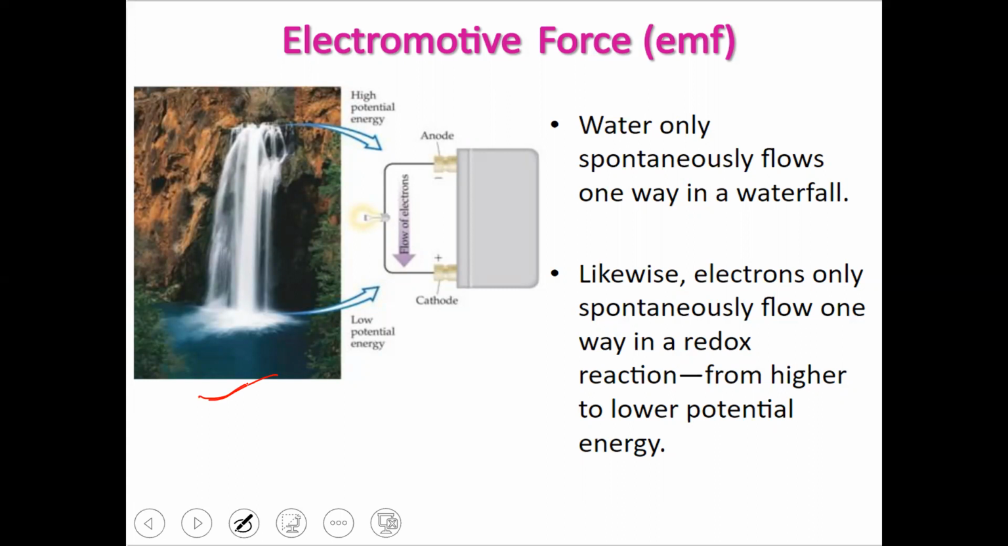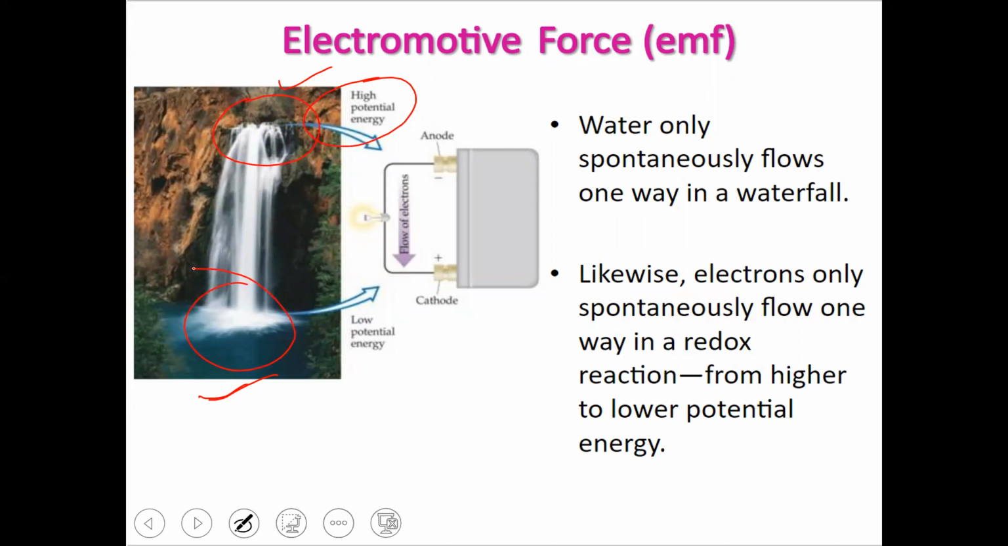Likewise, electrons also flow spontaneously in one direction in a redox reaction. When you observe the water flow, it flows spontaneously from up to down. Likewise here, electrons only flow spontaneously one way in a redox reaction, from higher to lower potential energy. If you observe this picture, you can easily understand. This one is the high potential energy, and this is the relatively lower potential energy.